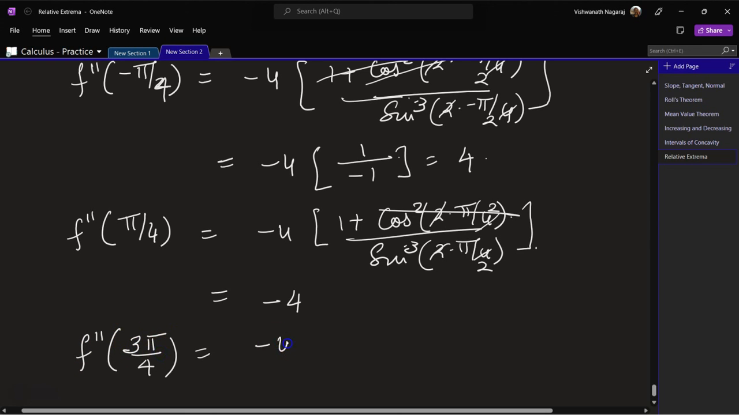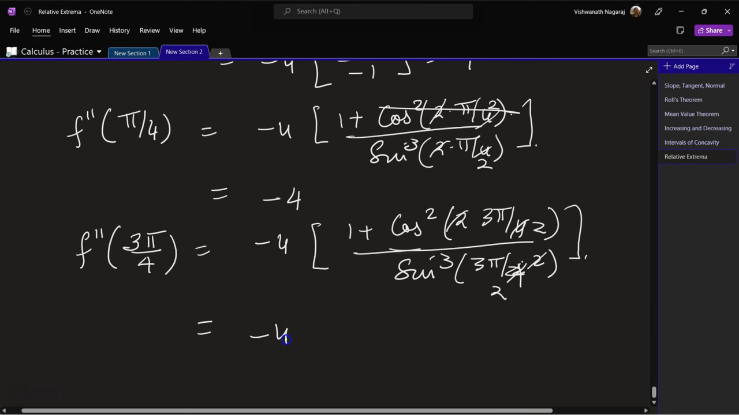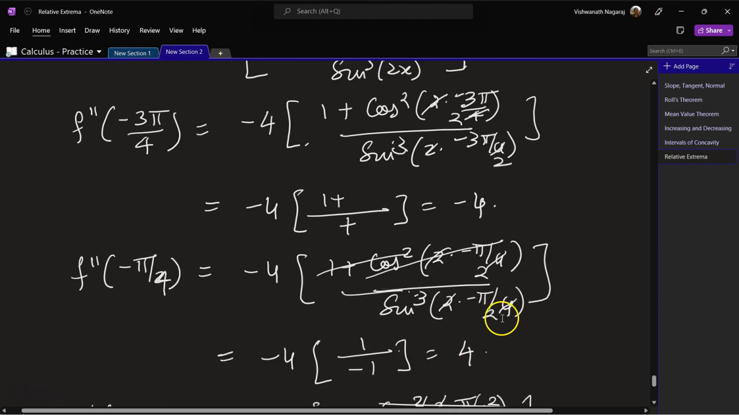3 pi by, which gives us 1 plus cos square 2 3 pi by 4. So 2 2's divided by sine cube 3 pi by 2 times 2. Sorry, 3 pi by 4 times 2. So sine 3 pi by 2 is minus 1, right? So minus 4, 1 plus cos square 3 pi by 2 is 0, by this is going to be minus 1. Minus 1 cube is minus 1, which is going to make it.